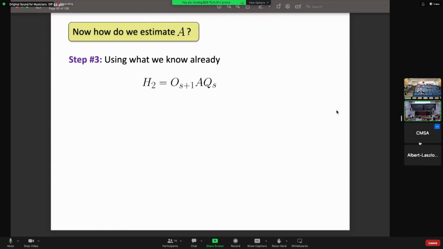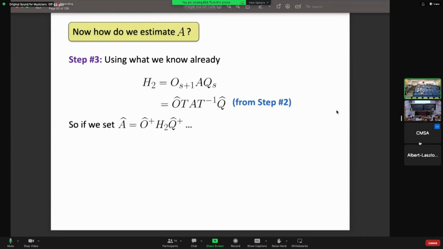So now I'm in good shape because I can just, using from step 2 the fact that O is related to O hat by a linear transformation, and the fact that Q is related to Q hat by a linear transformation, rewrite this expression. And now all I have to do to find a good estimate of A is left and right multiply by the appropriate pseudo-inverses, and I'll get exactly my estimate A hat, which is equal to A up to some change of basis. So that's the Ho-Kalman algorithm.